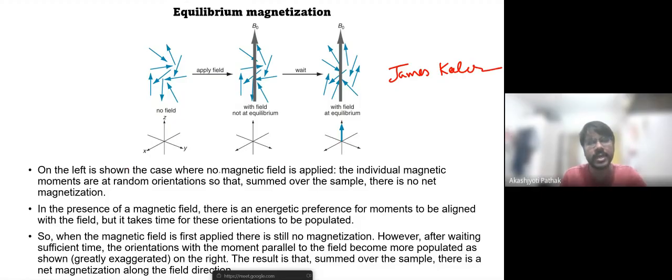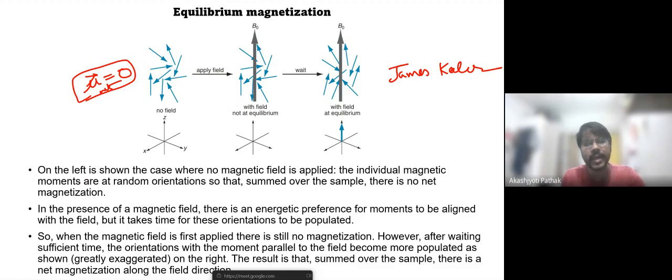On the left is shown the case when no magnetic field is applied. The individual magnetic moments are at random orientation, so that summed over the sample there is no net magnetization. In the absence of any external magnetic field, the net magnetic moment is zero. Why is it so? Because they are all randomly oriented, and if you do a vector addition of all these different magnetic moments, you will get the vector sum to be zero.